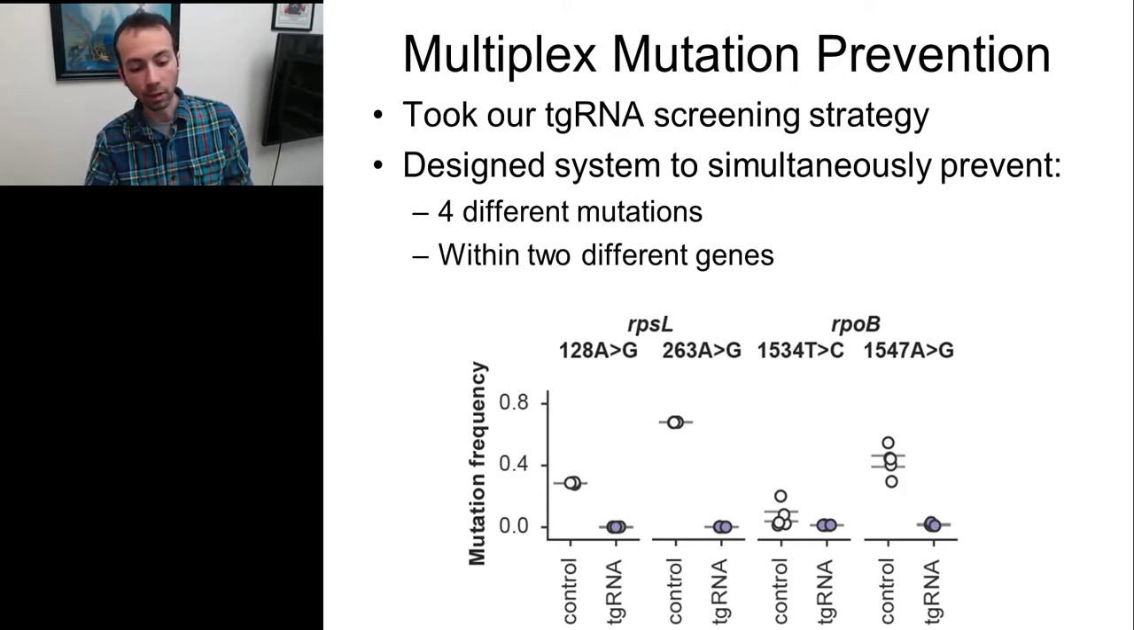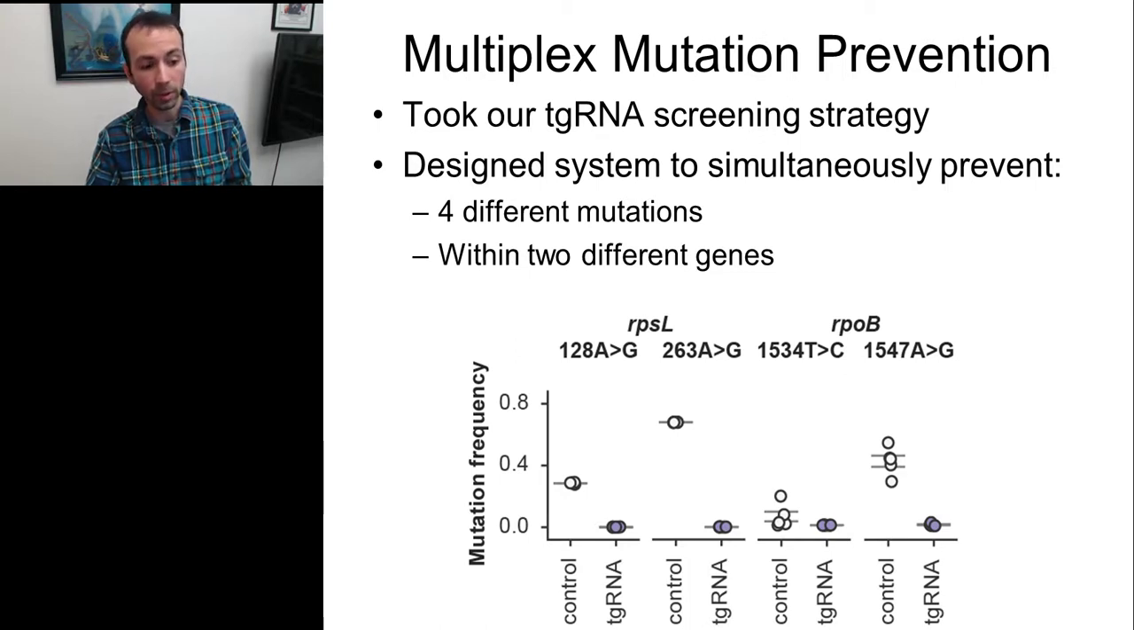And when you then load a cell with the tuned guide RNA system that's designed to prevent each of these 4 mutations all at once, you basically see that you don't get any of the mutations emerging from the population. It basically prevents them all, essentially to the error rate of the DNA sequencing that we use in these experiments.